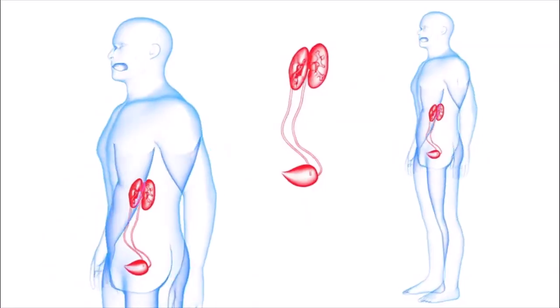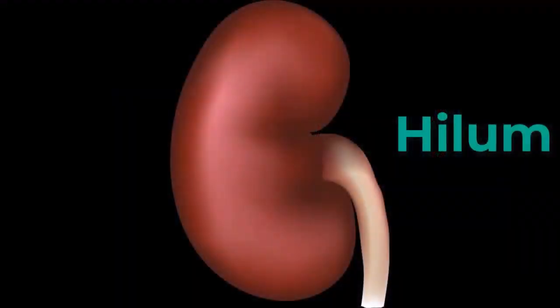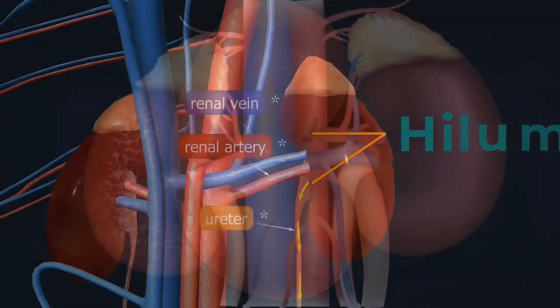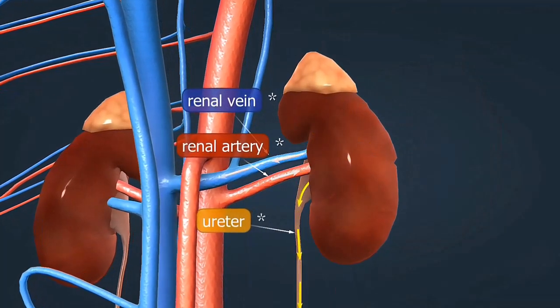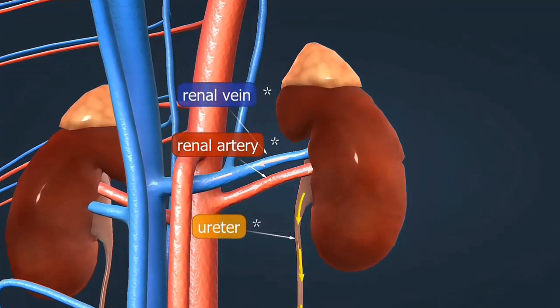The lateral surface is convex, and the medial surface is concave, having a slit called the hilum. The hilum admits the renal nerves, blood vessels, lymphatics, and ureter into and out of the kidney. The kidney is protected by 3 layers of connective tissue.